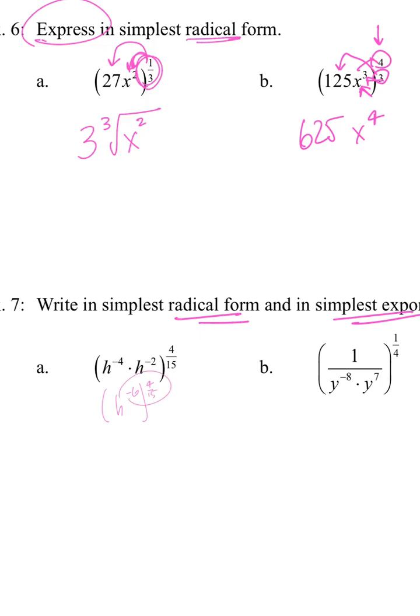And then I'm going to multiply these things together. So now I have h to the -24/15. Now I need to make that positive. You're not allowed to have negative exponents. So now I have 1 over h to the 24/15. That's simplest exponential form. And then for radical form, I'm going to have this as the 15th root of h to the 24th. I'm going to leave it like that.